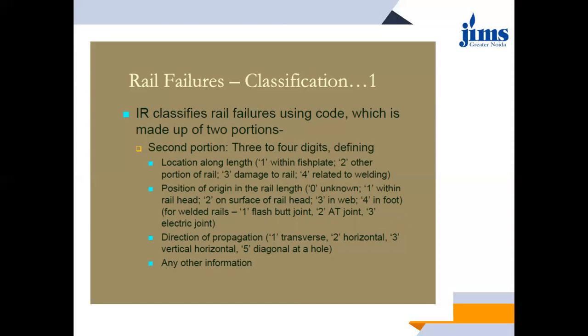There are certain pre-designated codings. For example, one stands for within the fish plate, denoting the location of the rail failure within the fish plate itself. Then for the position of origin in the length, O stands for unknown, and one stands for within the rail head. Like this, various codes are designated for various abbreviations.